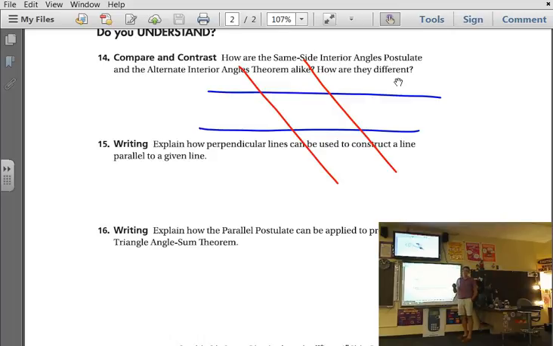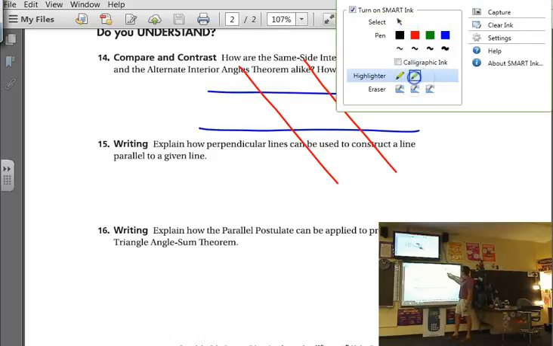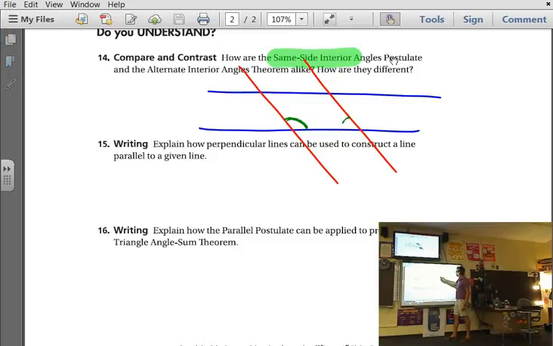So same side interior, like those, right? So you can talk about what relationship those would then have with each other. And then alternate interior, if I draw this and this, that's a set of alternate interior. And those have a specific relationship also. So it's comparing and contrasting what relationship they have with each other.